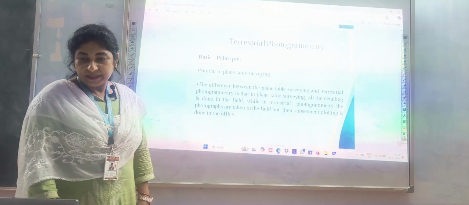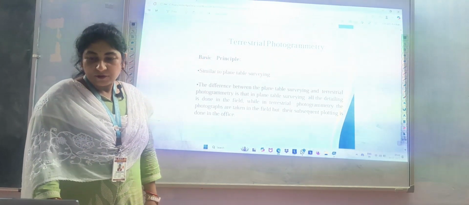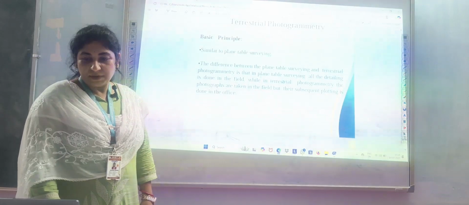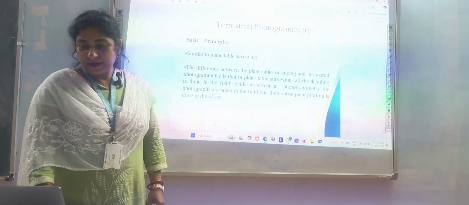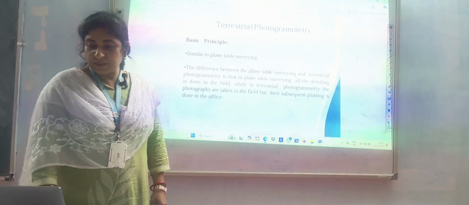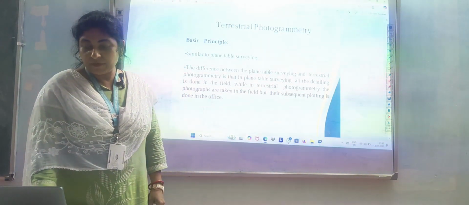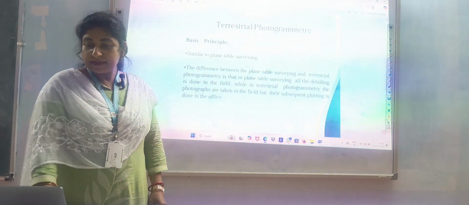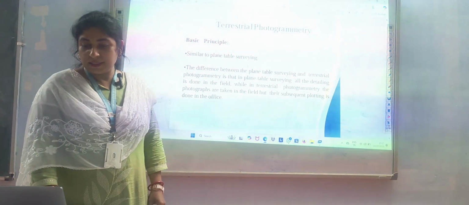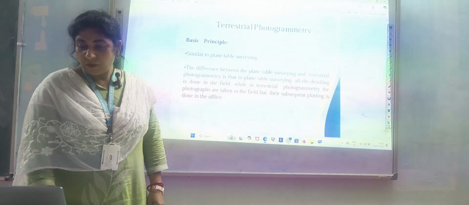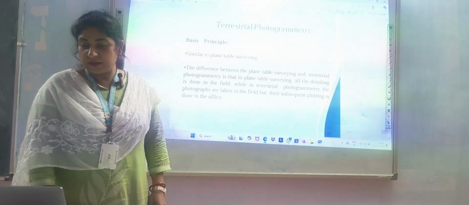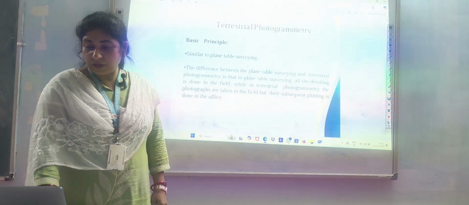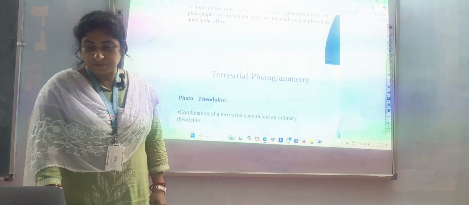Next we know terrestrial photogrammetry. Basic principle. Now I am discussing the basic principle. Similar to plane table surveying. The difference between plane table surveying and terrestrial photogrammetry is that in plane table surveying all the detailing is done in the field, while in terrestrial photogrammetry the photographs are taken in the field but their subsequent plotting is done in the office.